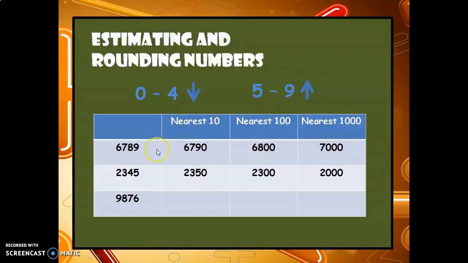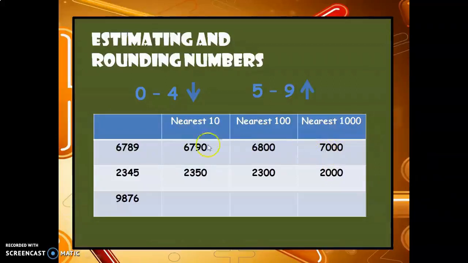Now rounding to the nearest 100. Since the digit 7 is in the hundreds place, the reference digit will be the tens place value, which is 8 here. It's still round up, so you have to add 1 to the hundreds place value, and then the rest of the digits on the right, which are the tens and the ones place value, will become 0. So that will be 6,800.